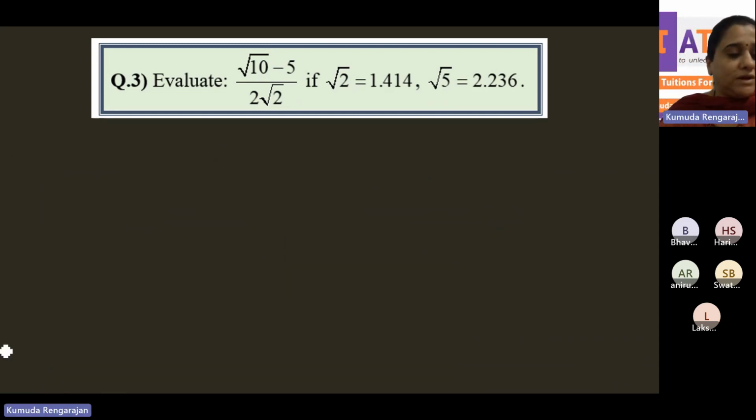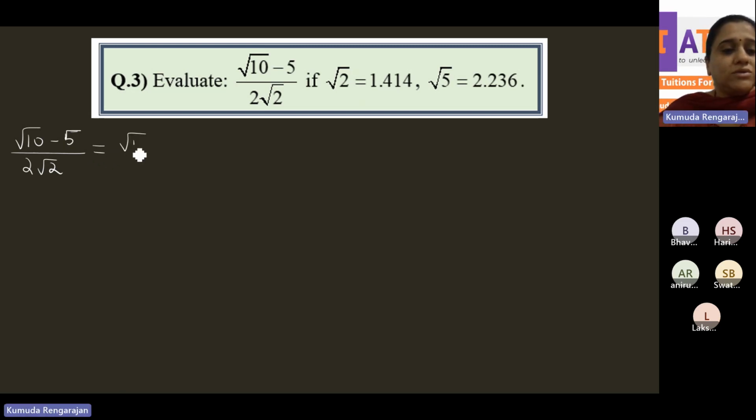So evaluate means find the value of the expression given. So this is the expression given: root 10 minus 5 by 2 root 2, and we have to find the value of this expression. That is what evaluate is. You should not substitute the values of root 5 and root 2 immediately. You must always rationalize the denominator before you start off.